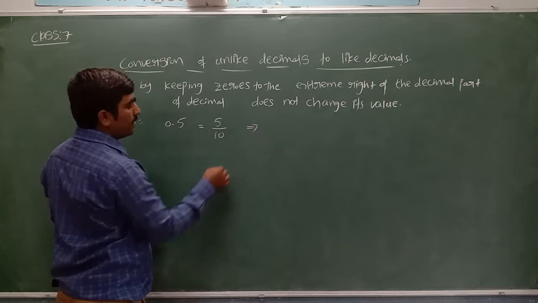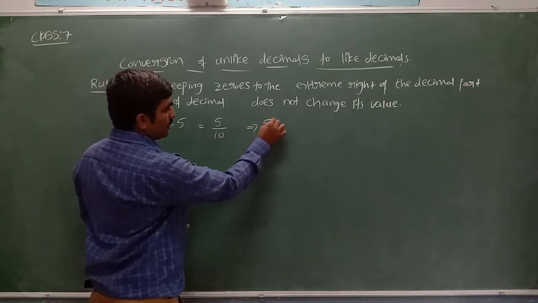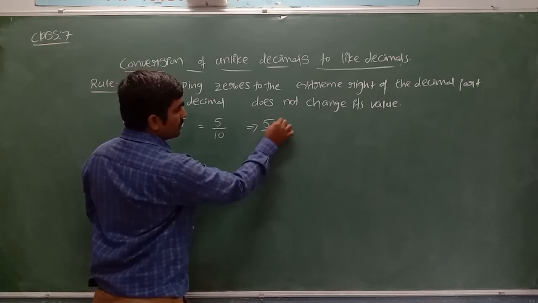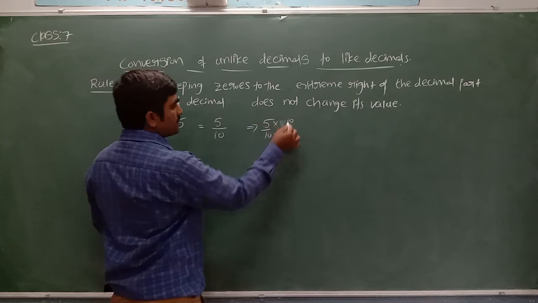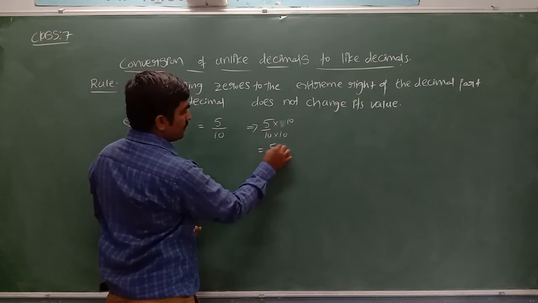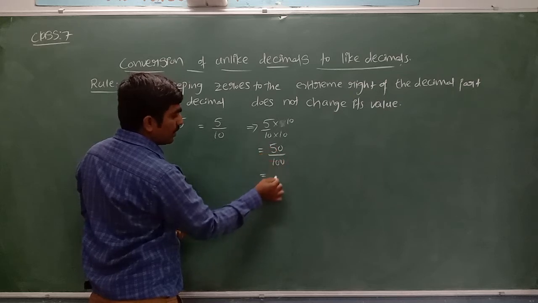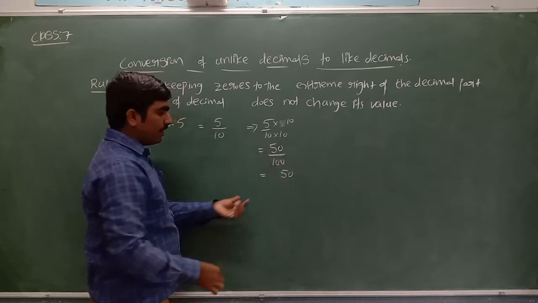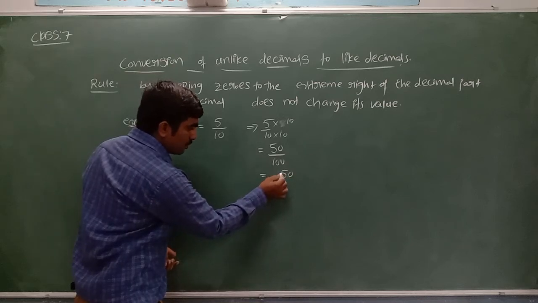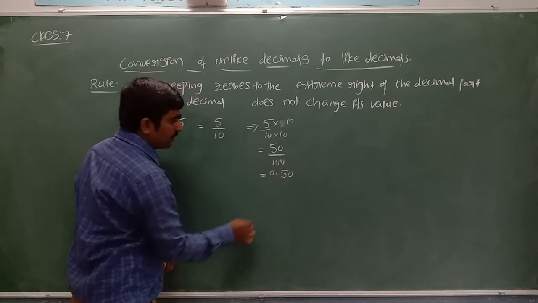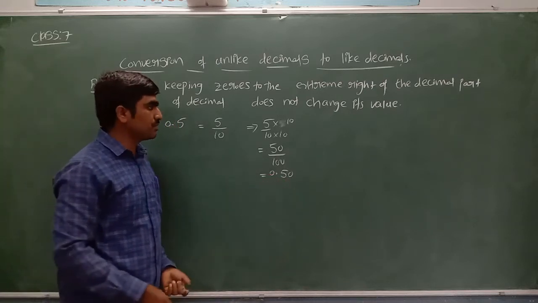Now this 5 by 10, I want to multiply the numerator and denominator by 10. Then see what we get. 5 tens are 50, 10 tens are 100. How can I write this 50 by 100? In the denominator we have two zeros, so from the back, 2 digits before, keep the decimal point. 0.50. I got 0.50 also.